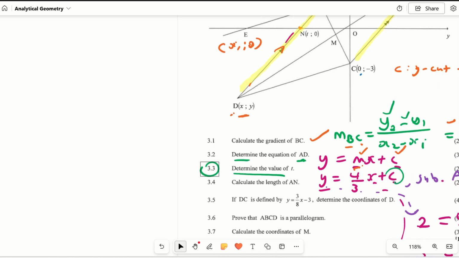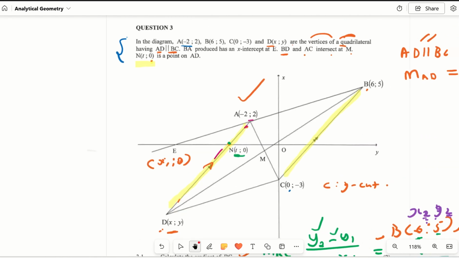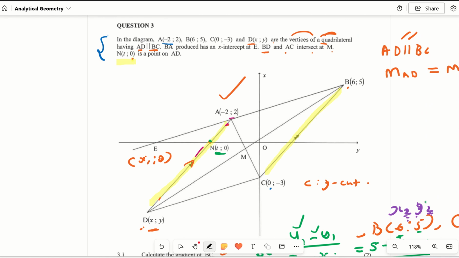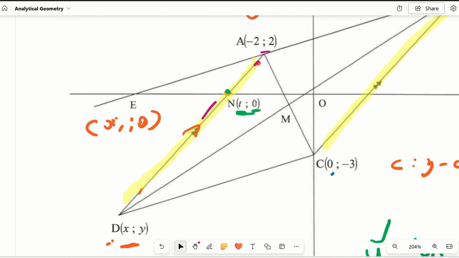It says calculate the value of t. Okay, the value of t is the x-coordinate of N, as we established at the beginning that N is the x-intercept. How do we see that N is the x-intercept? We see it through the y-coordinate. The y-coordinate is 0, so it tells us that this is where the line AD crosses the x-axis.